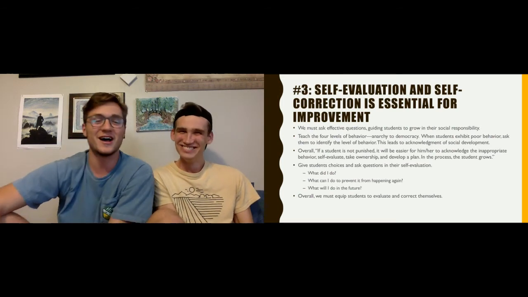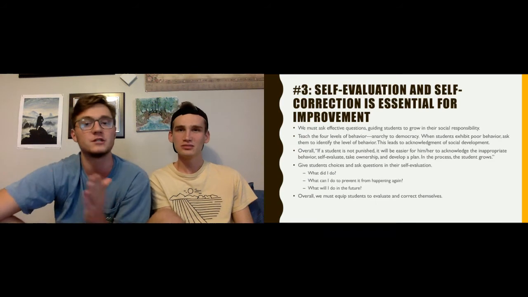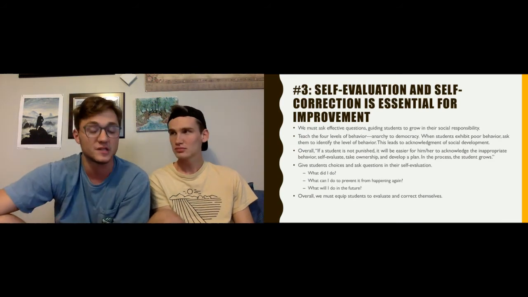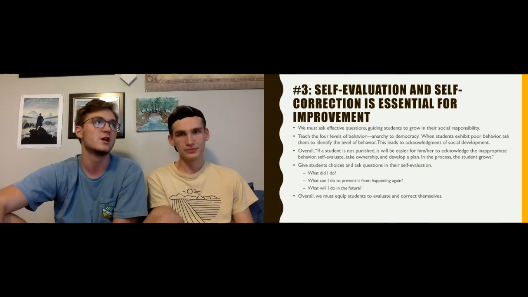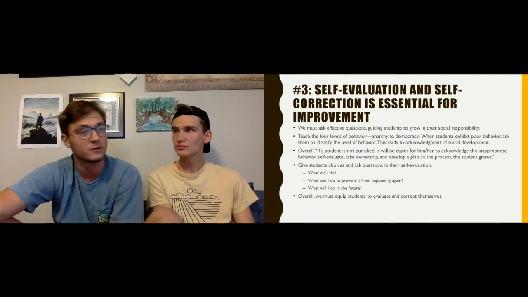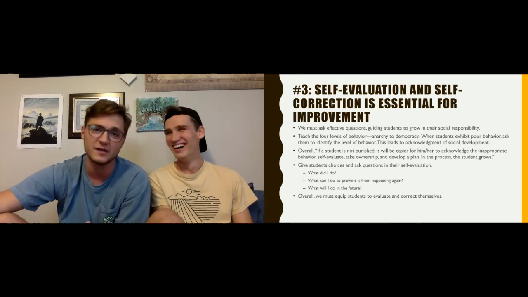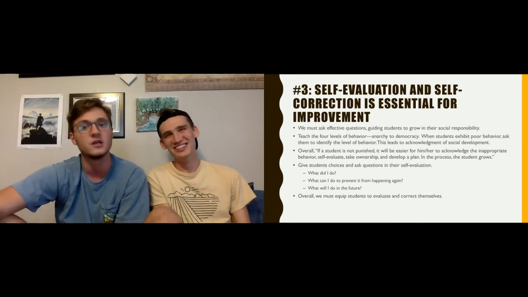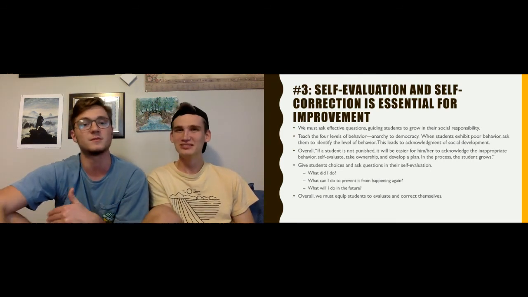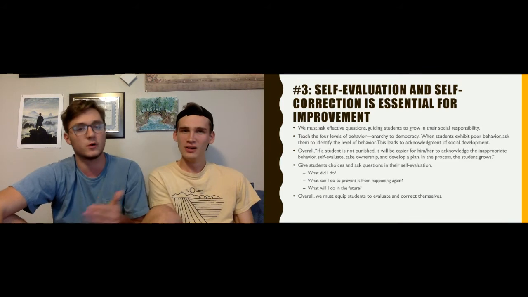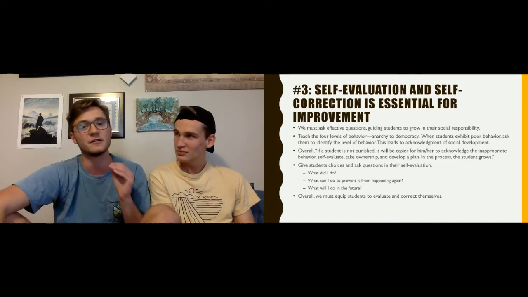Pretty neat. So a way we can do that is teach the 4 levels of behavior, moving from anarchy to democracy. And then when students exhibit poor behavior, you can ask them to identify their level of behavior. Right. So if you have a student throw a can of sparkling water at another student in class perhaps, ask them what level of behavior does that fall under? And they might say anarchy, at which point this leads to the acknowledgement of social development and gives them a chance to move forward. With that, one of the strategies we saw in a teacher in the sparkling water scenario is that they ask effective questions.